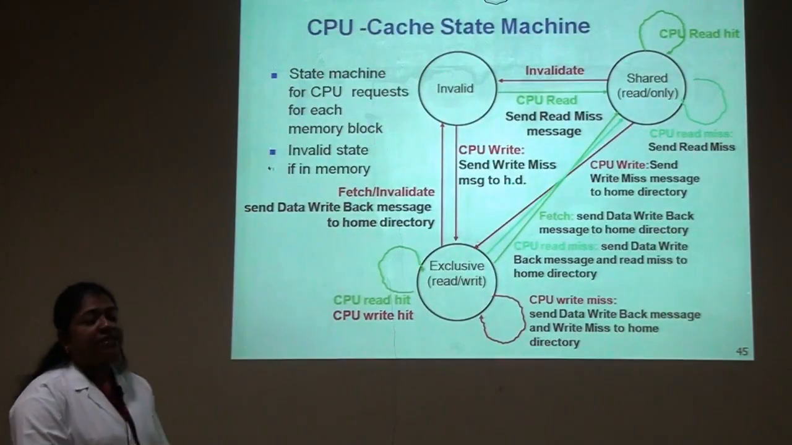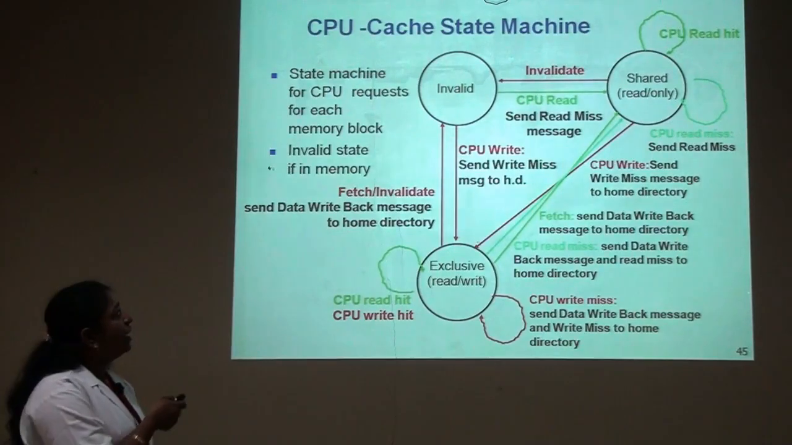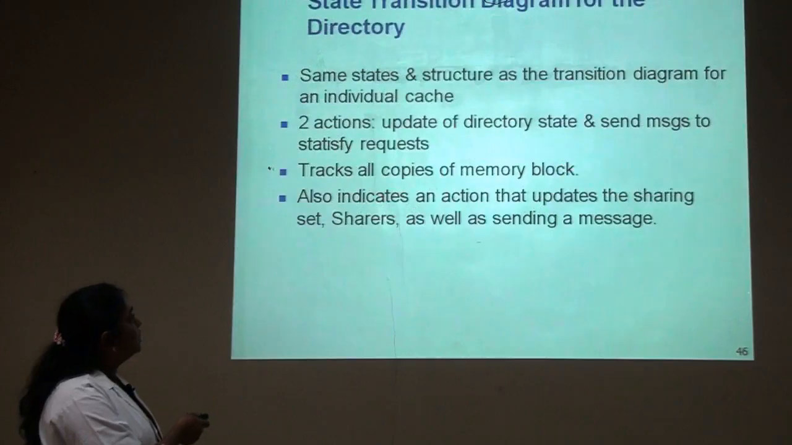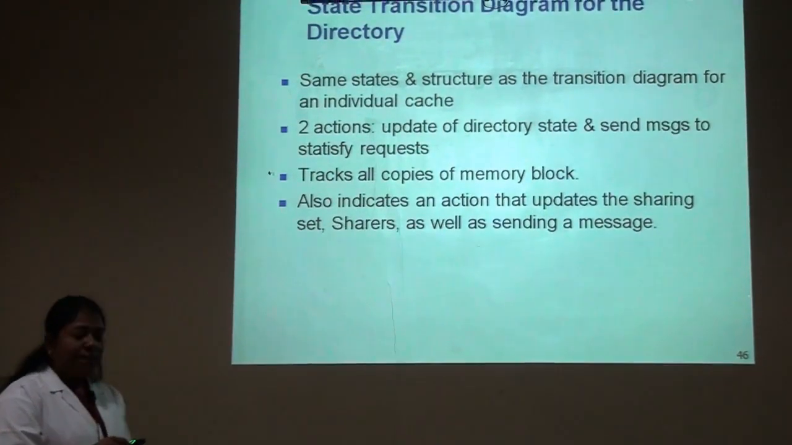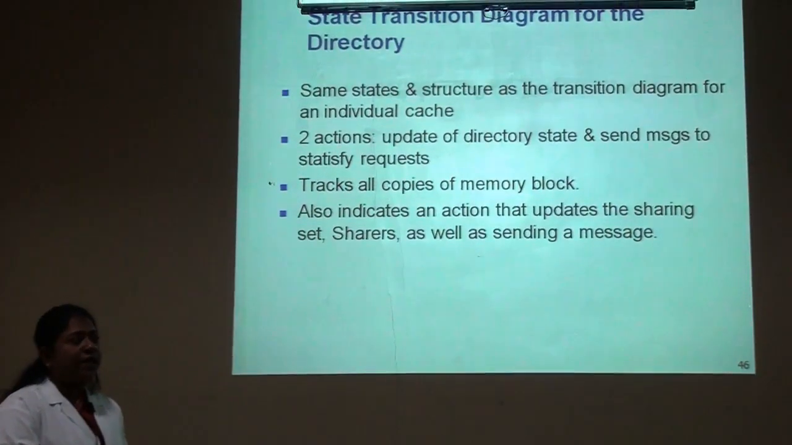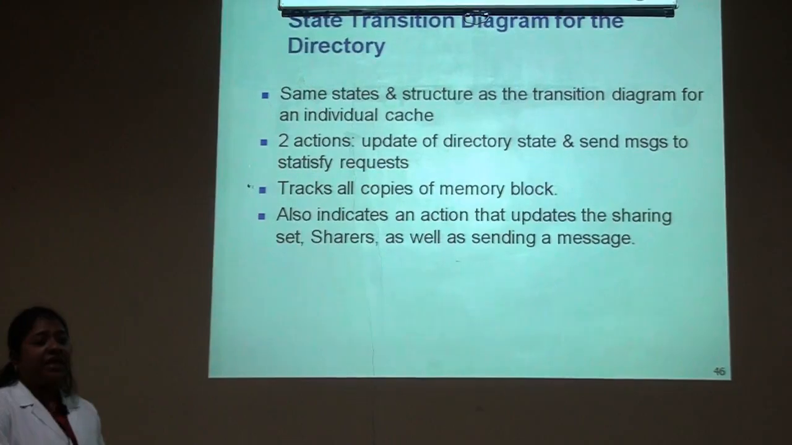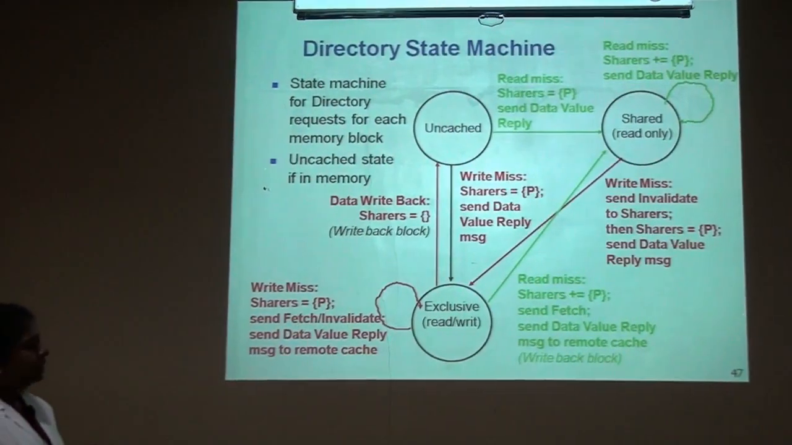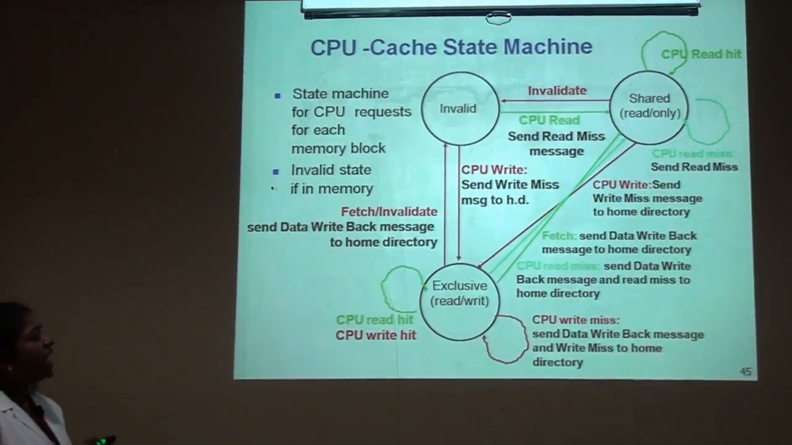Like the snooping protocol, the directory protocols have the same things. Here we have invalid, shared, and exclusive. Here also messages are sent between each and every processor. When messages are sent between the processors, definitely we can get problems. The communication is very, very difficult. So this is the directory, the shared architecture. In the shared architecture we have invalid, shared, and exclusive.